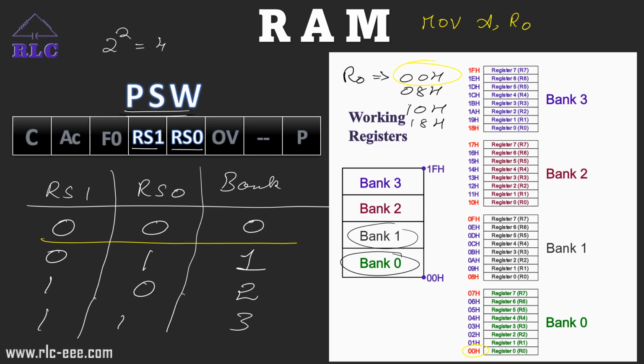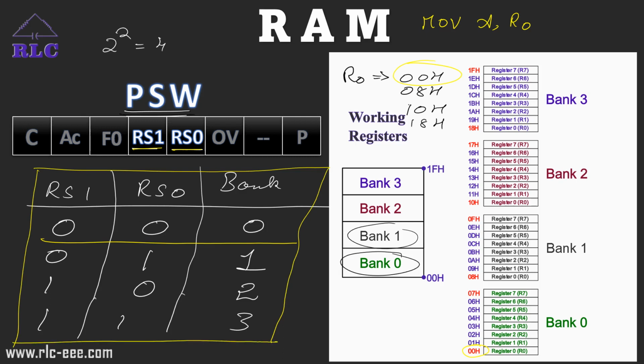In the same way, if I want to access bank 1, then I need to change the values of RS1 and RS0 according to this table. According to this table, by changing the values of RS1 and RS0, we can choose the register bank from bank 0, bank 1, bank 2, or bank 3.